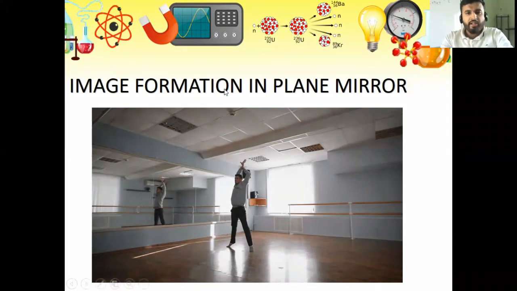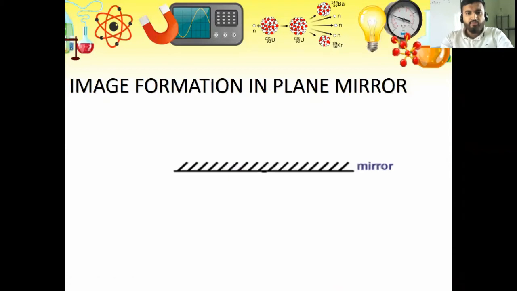To draw a ray diagram, you need to represent a mirror with these inclined lines. It represents the shiny and smooth surface. So when an object is kept in front of a plane mirror, a light ray can travel from the object to the mirror. And as we know, we need to draw a perpendicular, which is the normal to the surface, and the ray will bounce back at the same angle.